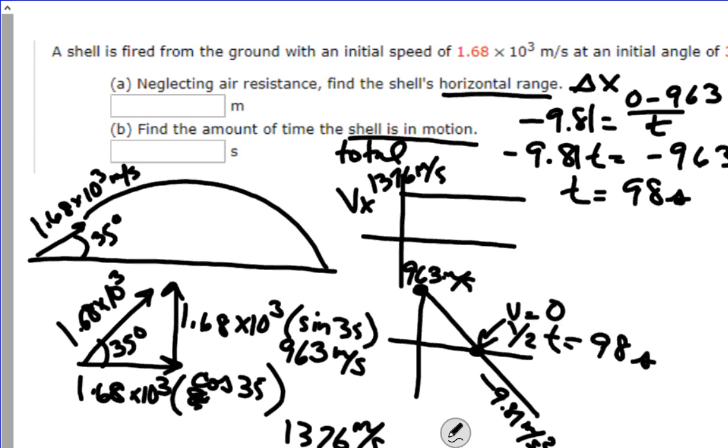So to find this answer, part B, I just need to double that. So off I go. 196 seconds. That's the total time in the air. That's what I'm going to put up here. And then I can simply solve for the range. And that is going to be part A. So hopefully that makes some sense.